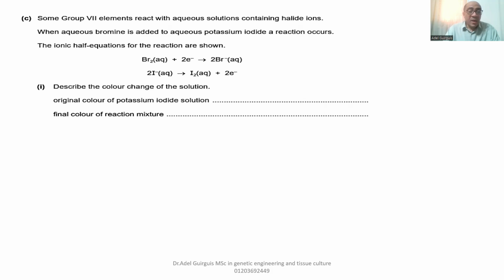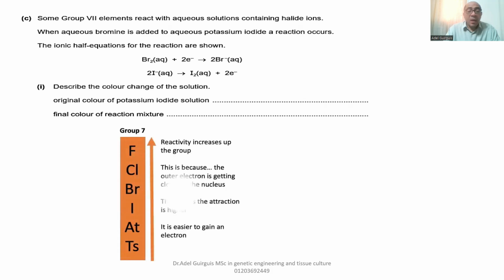Okay. Describe the color change of the solution. Original color of potassium iodide, the salt of a group 1 solution, so colorless, must be colorless. Okay. Final color of reaction. Look, please, and let's revise. As we know before, group 7 reactivity increases up the group. So fluorine is more reactive than chlorine. Chlorine is more reactive than bromine. Bromine is more reactive than iodine, and so on.